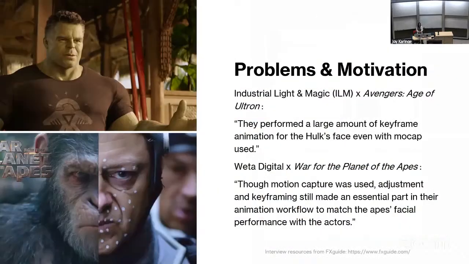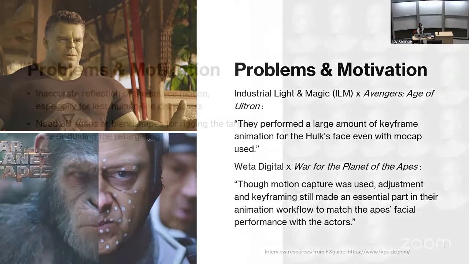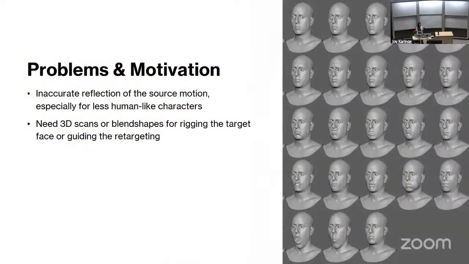But the retargeting pipelines available seem not to provide as much assistance to the industry as we expected. According to leading-edge studios such as Industrial Light and Magic and Weta Digital, even with motion capture used, they still have to perform a large amount of keyframing and manual adjustments when they are producing their characters, especially for those that are fictional, that do not have a real-life reference. In other words, existing retargeting pipelines struggle to provide an accurate reflection of the source motion, especially for less human-like characters. They need 3D scans or blend shapes for rigging the target face or guiding the retargeting, both of which are time-consuming to acquire.